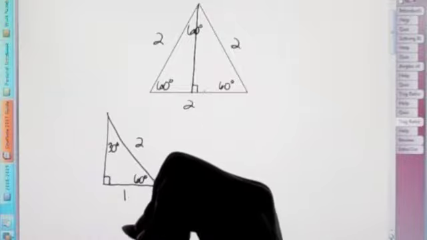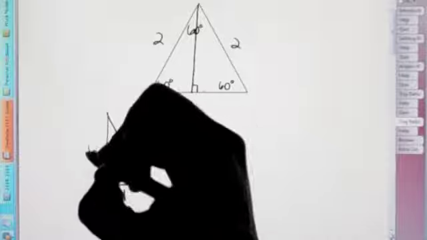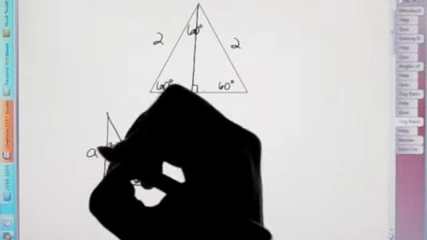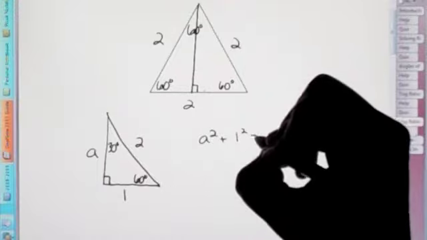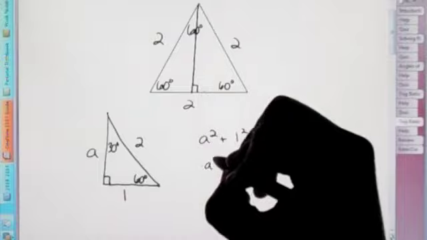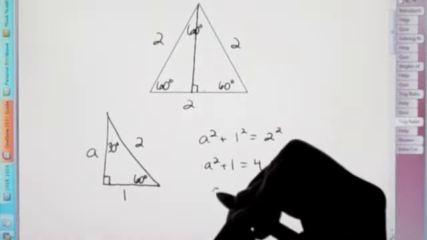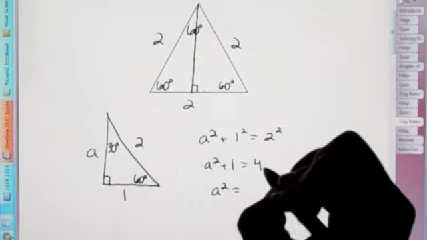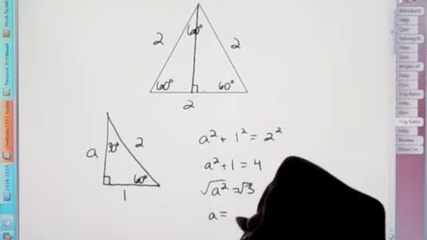So 2, 1. Now in order to find this last side, let's call it A. So we have A squared plus B squared equals the hypotenuse, or C squared. So we have A squared plus 1 is equal to 4. And then we get the A squared by itself. 4 minus 1 is 3. And then lastly, we do a square root. A is equal to root 3.